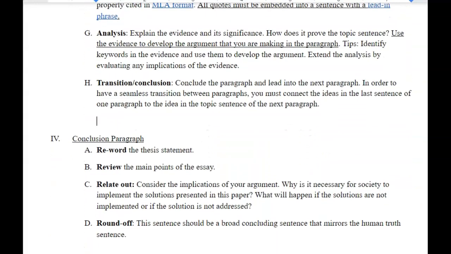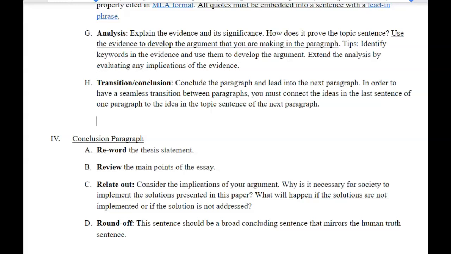And then finally, in your conclusion paragraph, you will reword the thesis statement. You will review the main points of the essay. You will relate it to Kingsway or the real world somehow, what's going to be the solution, and then round off. Your round off should be a couple of sentences. You want to end with a bang, really make it a completed paper. Maybe touch on what you said in the beginning in your human truth.